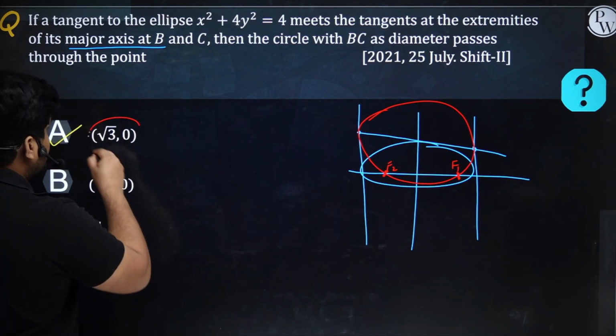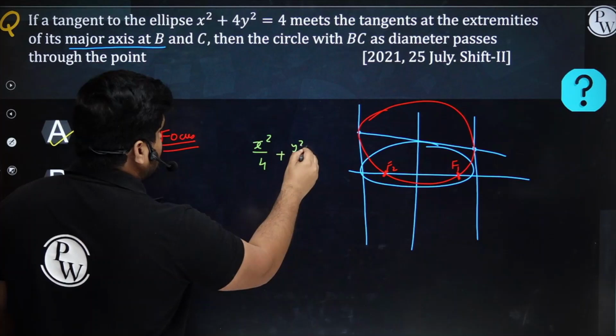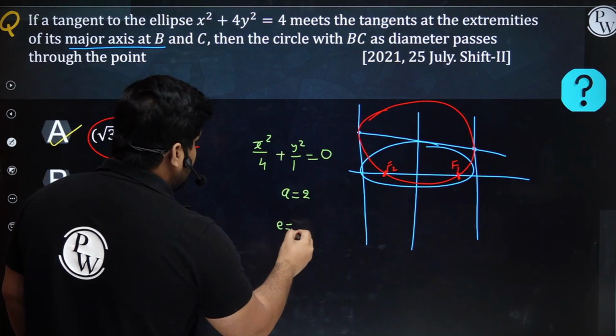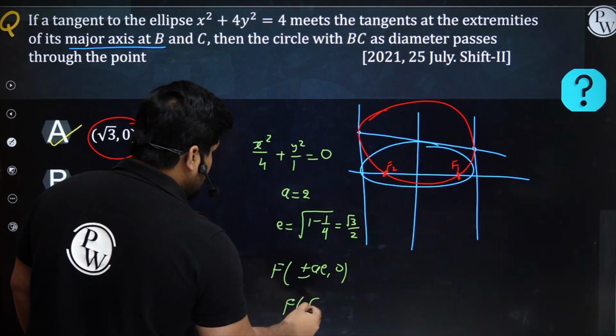If you calculate in this problem, what is the equation of the ellipse? x square by 4 plus y square by 1 equal to 1. So a is 2. Now what is the eccentricity? Root over 1 minus 1 by 4, that is root 3 by 2. So what is the focus, guys? Plus minus ae comma 0, that is root 3. That's it. Your answer will be root 3 comma 0.